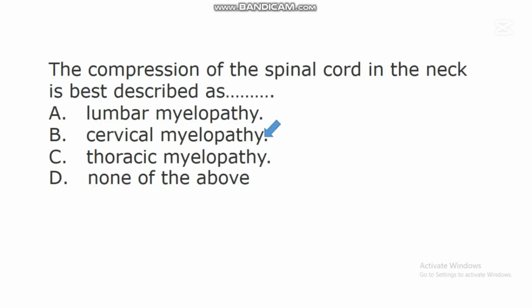Cervical myelopathy. Cervical myelopathy is the compression of the spinal cord in the neck region of the human body system. When this problem called cervical myelopathy occurs, it will affect the way the nerve cells in the spinal cord do their job. So this cervical myelopathy is an abnormality or a problem of the spinal cord.